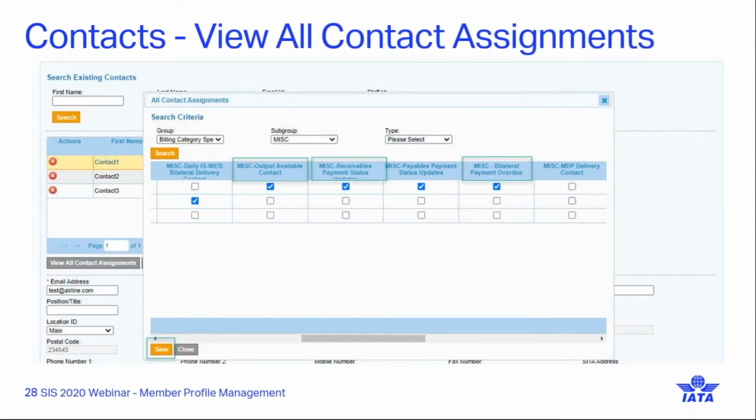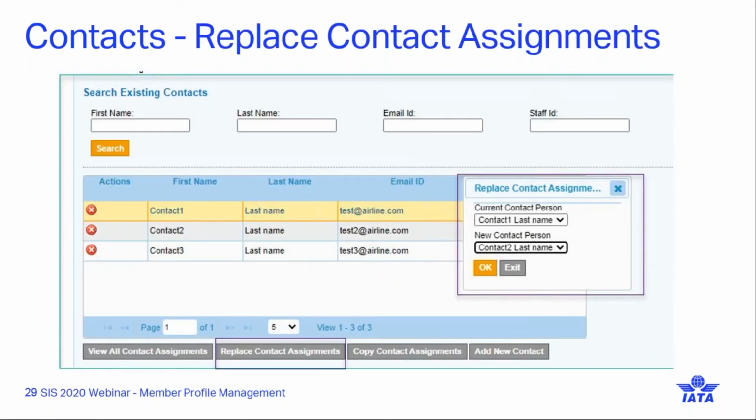What you can do here is, as an example, add a contact manually, one by one, to receive email notifications when invoices fail validations, when output files are generated, or when bilateral invoices are received and delivered in your SIS. So this gives you better control of the contacts and what they receive per billing category, for example, or for ICH.